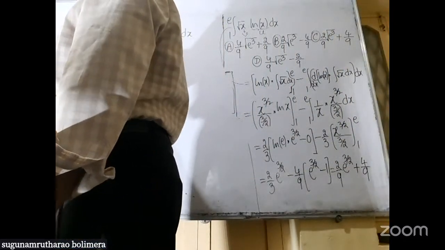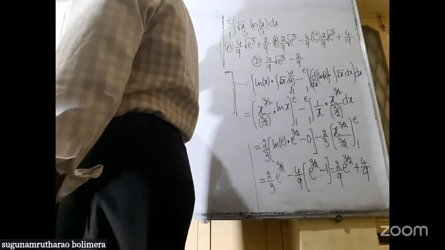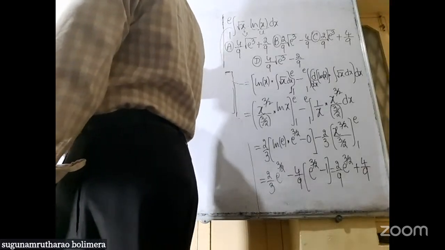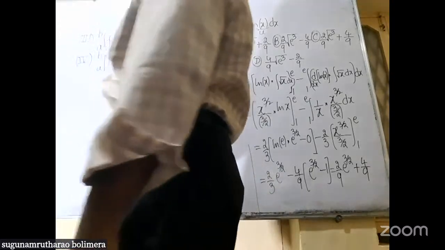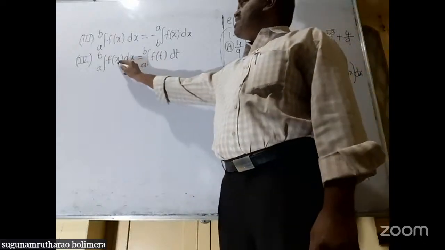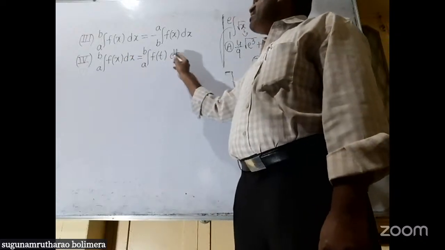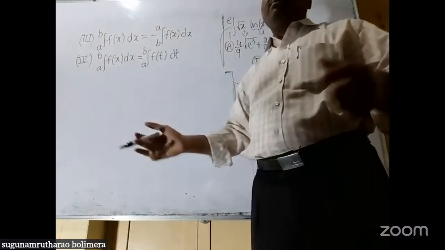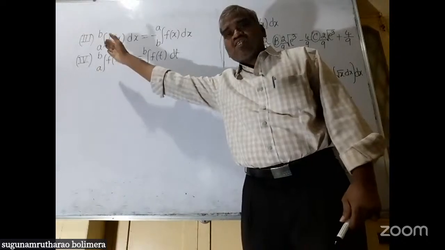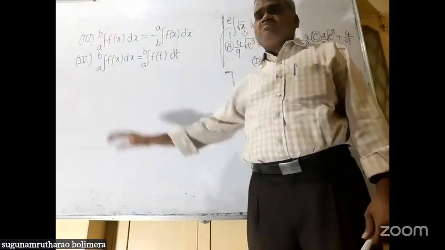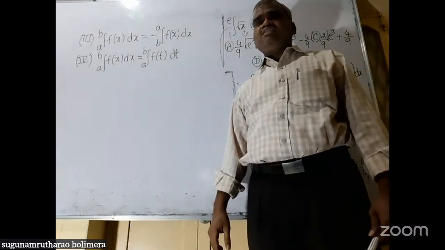Next, the integral from a to b of f of x dx is equal to the integral from a to b of f of t dt. See here, the variable x is replaced by t. If the variable x is replaced by t or u or v, whatever it may be, the nature of the function is not changed and the limits are not changed. So the value of the integral remains the same.